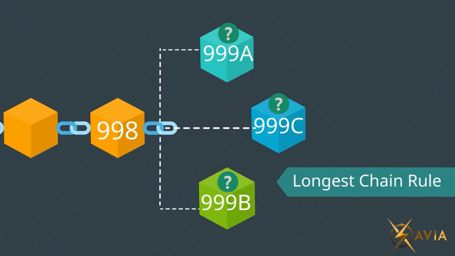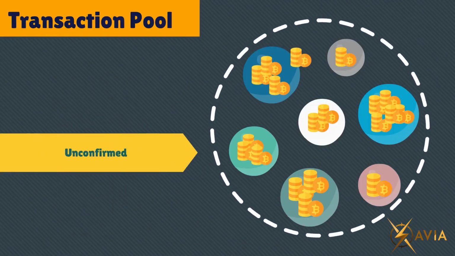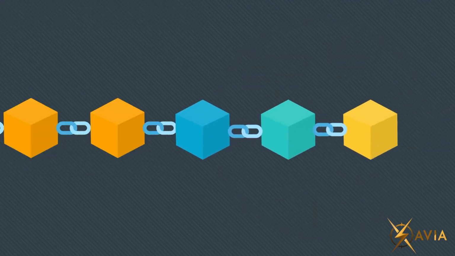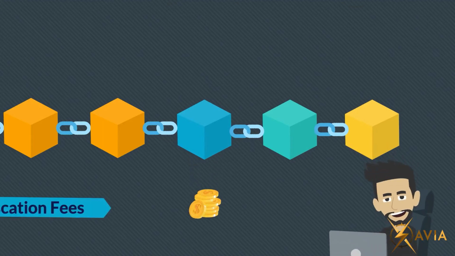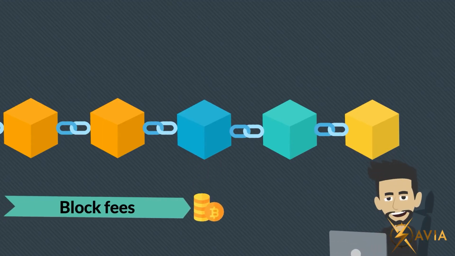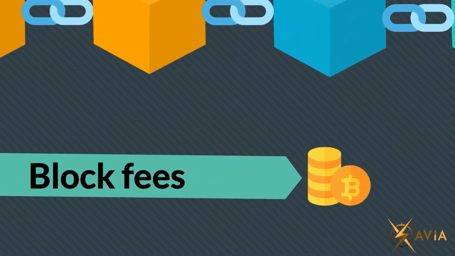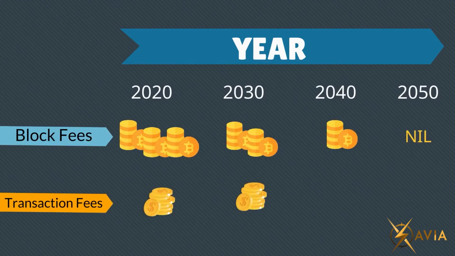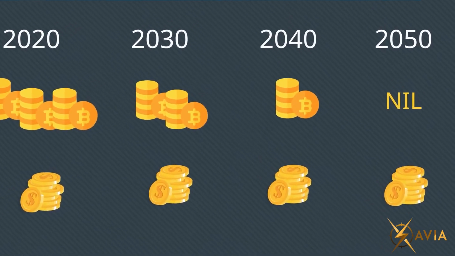Applying the longest chain rule in the proof of work, unconfirmed transactions will become a confirmed transaction and added to the blockchain ledger. Once the blocks are added, miners will receive transaction fees and block rewards, which will be the new Bitcoin created as an incentive for approving the transactions. Block rewards will be reducing every year, and in the end, only the transaction fees will be there as new Bitcoins will not be created.